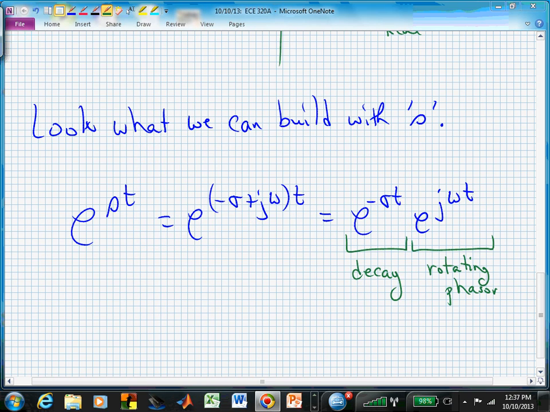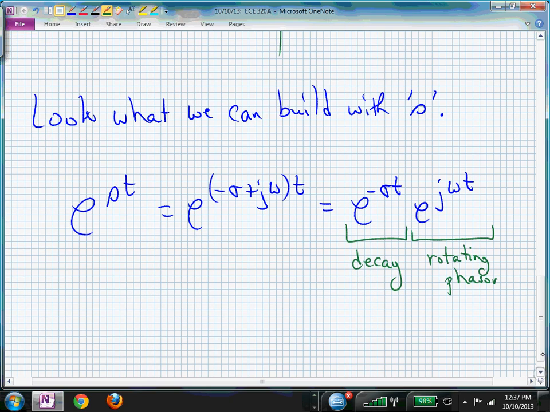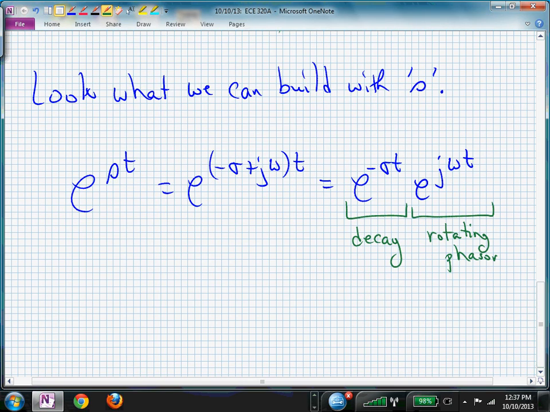So this is halfway through, but the decay is now collapsing that phasor down. That's the idea. Let's look at some different values for S. What could S actually be?